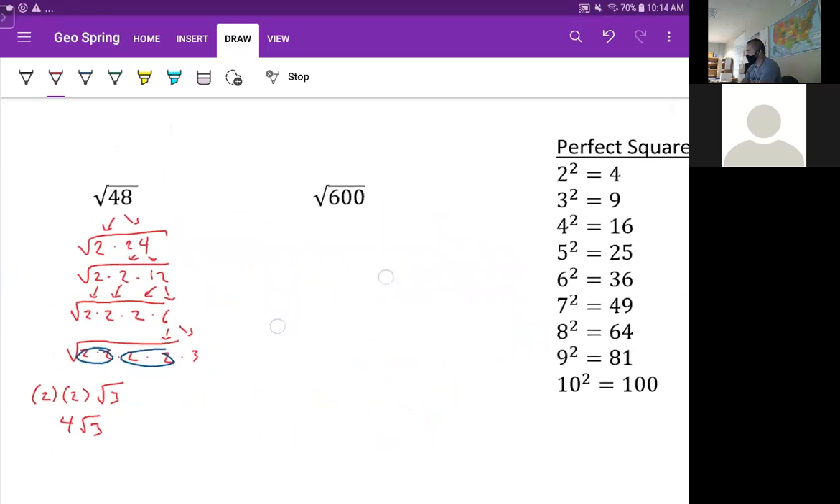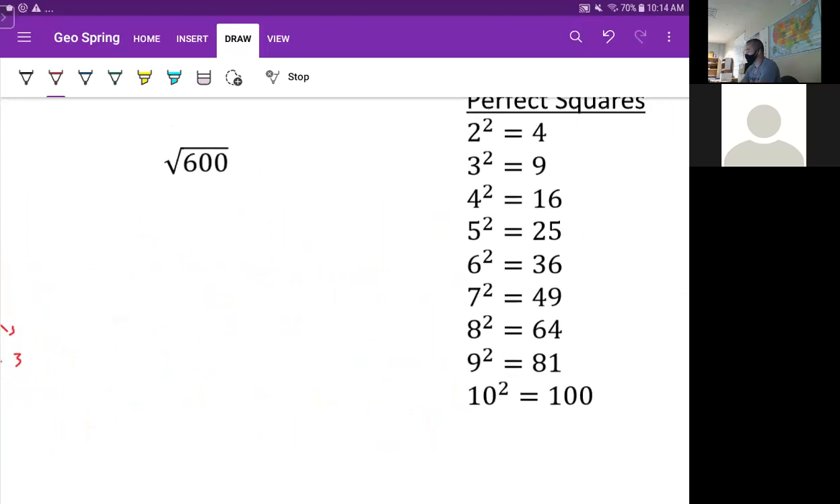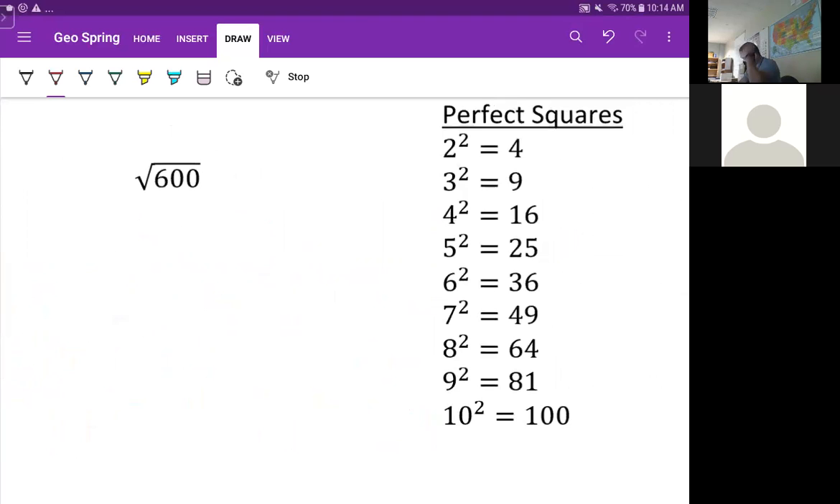The other way you can do this is the way I call the fast way. With the fast way, you use these perfect squares here. Look to see the biggest perfect square you can divide 600 by. You can just plug it in a calculator. 600 divided by 4, so 4 will work, but we want the bigger one. 600 divided by 25, 25 will work, but actually 100 will work also. So the bigger number you use, the faster you get this done.